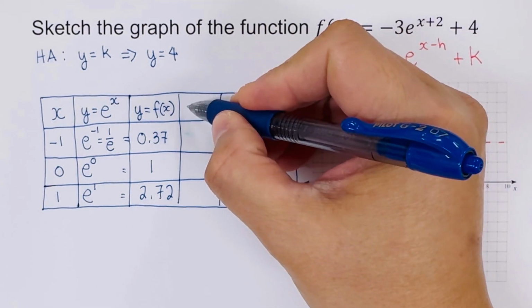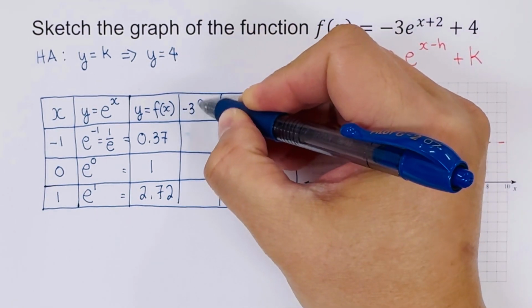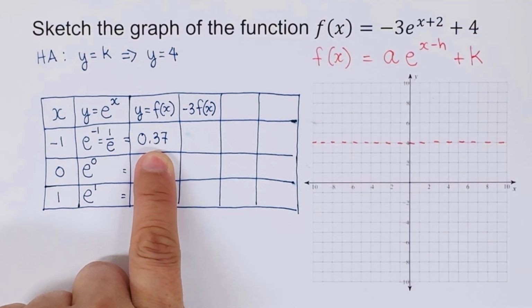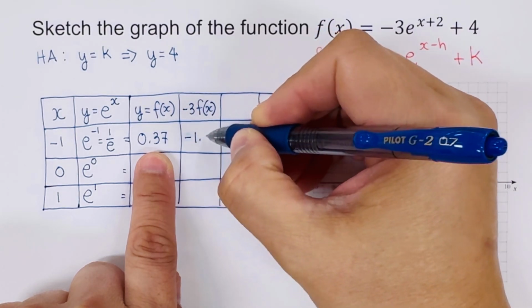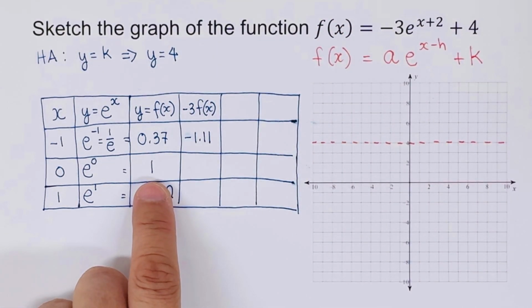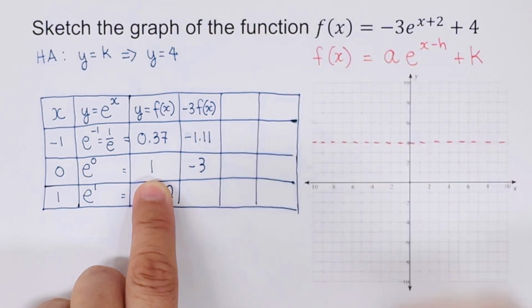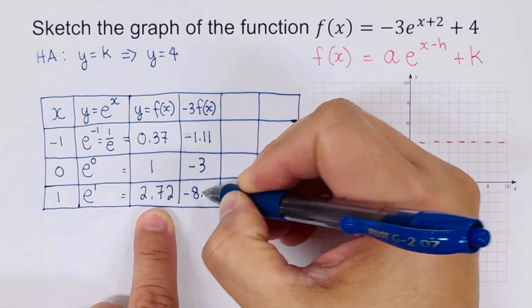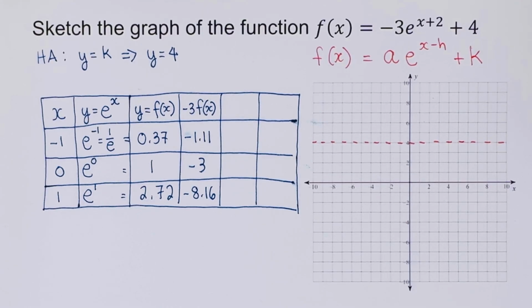So what we're going to do is multiply -3 to the f of x, meaning whatever value we have here, we're going to multiply that by -3. So 0.37 times -3 is -1.11. And then we have -3 times 1 is -3. And then we have -3 times 2.72 is -8.16. Now what we do next is determine the transformed x values.